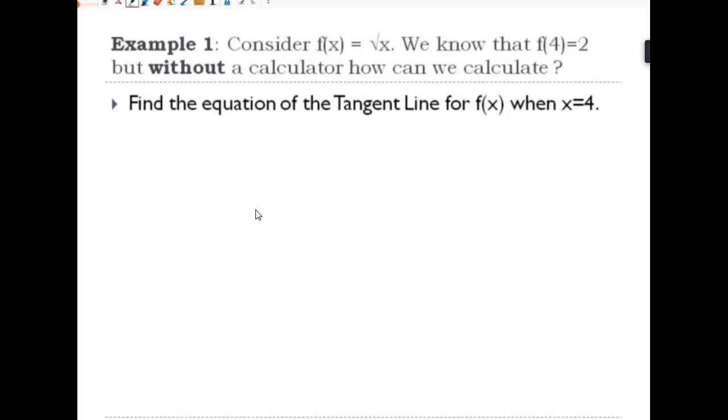So it says, find the equation of the tangent line for f of x. We know how to find equations of tangent lines. We've been doing that forever. So let's go ahead and do that again now.